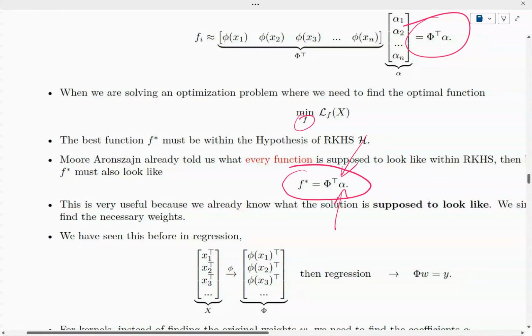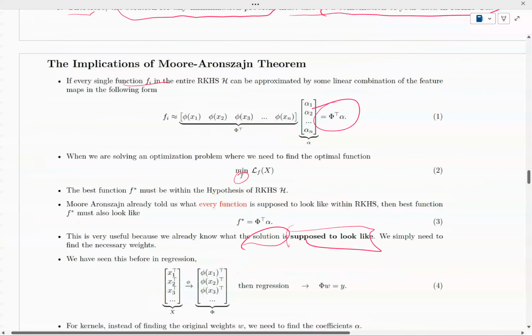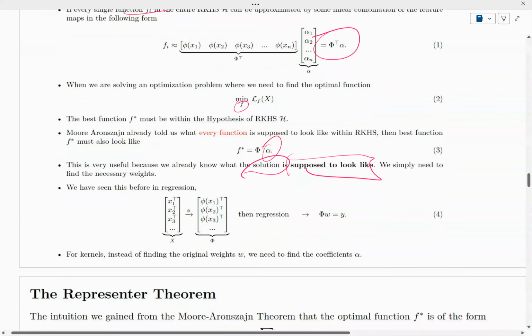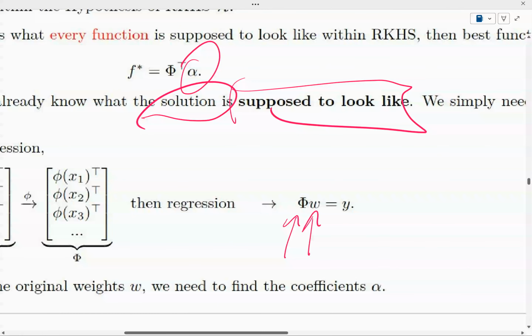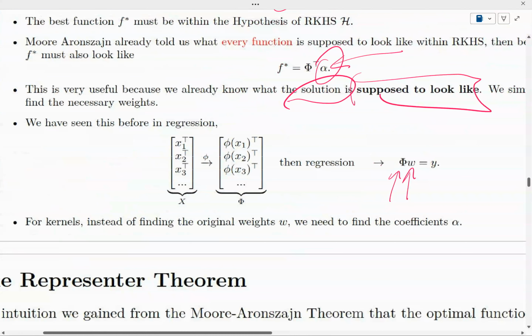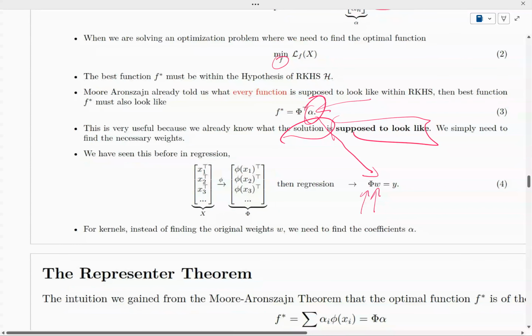So as long as you know alpha, you know the optimum function. This is very useful because it implies that we already know what the solution is supposed to look like, and we simply need to find the alpha values. Now, we have seen this before, right? In regression, that was exactly what happened. We formed this Phi matrix and we wanted to find the weights. Now, instead of finding the weights, in kernels you want to find the coefficients, and the weights and the alphas are different.